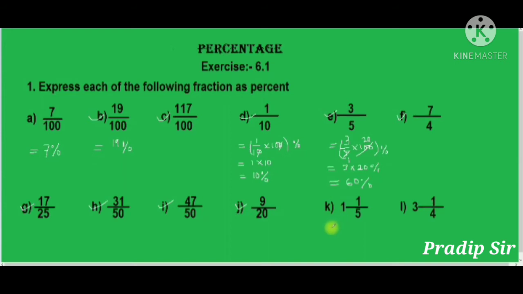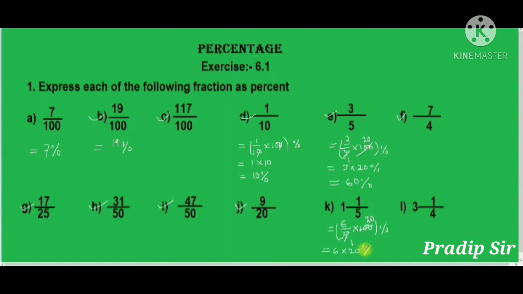Now I'll show you question number K. This one is also very simple. Here it is given in mixed fraction form, so we'll first convert this fraction into an improper fraction. 5 ones are 5 plus 1, 6, so it is 6 by 5. Now we have to convert into percentage, so just multiply this by 100 and outside the bracket give the percentage symbol. Now if we cut this by 5, 5 ones are 5, and 5 twenties are 100. Now in the numerator we have 6 into 20, and in the denominator 1.